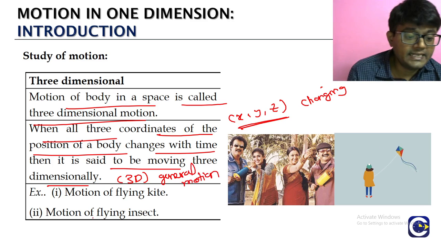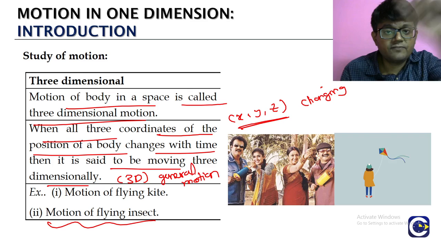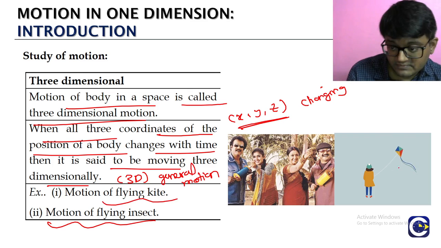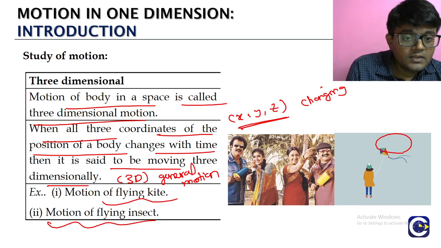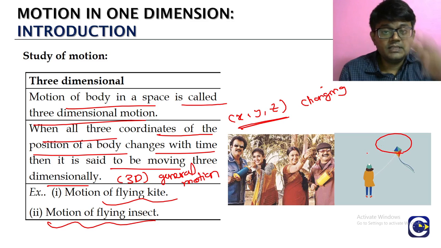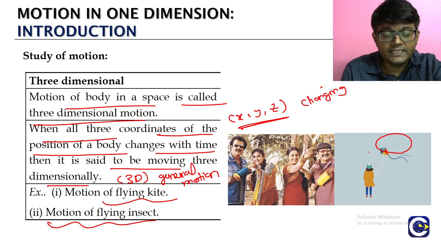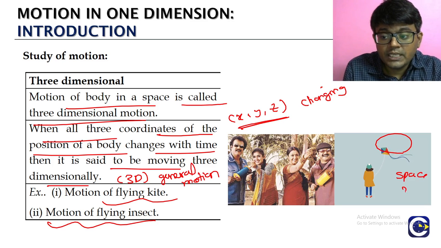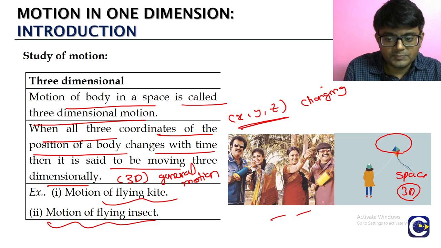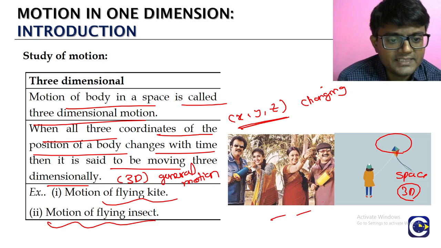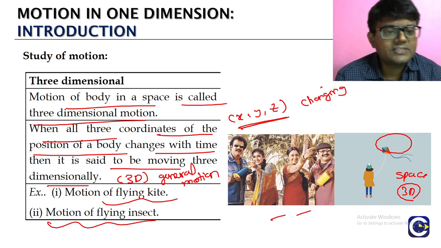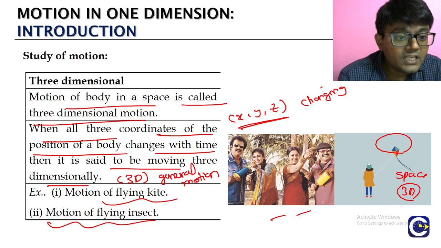What are the examples for that? As I said, motion of a flying insect and motion of a flying kite. I'm sure when Pongal comes, most of us will fly kites, right? So you'll see that in the air, when the kite is flying, the motion is a motion in space. We call it a 3D motion. This picture is just to remind one of the popular movies where they play with kites in one of the introduction songs. Anyway, this is the three-dimensional motion.